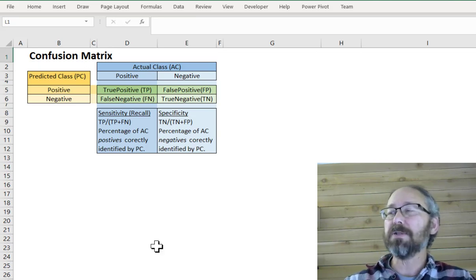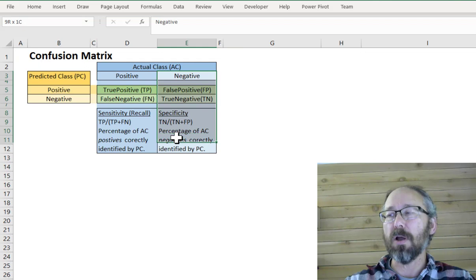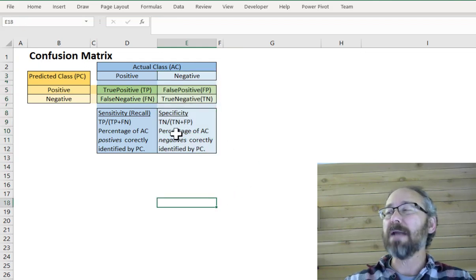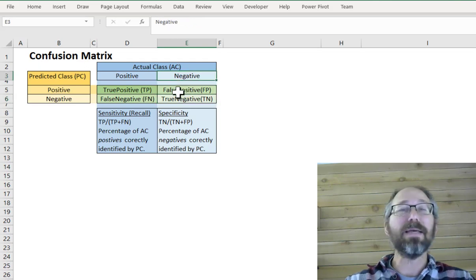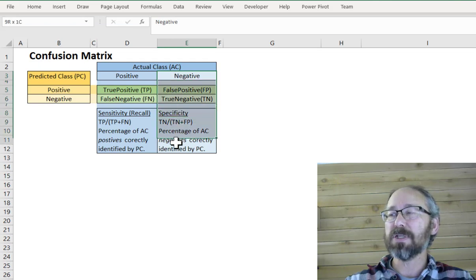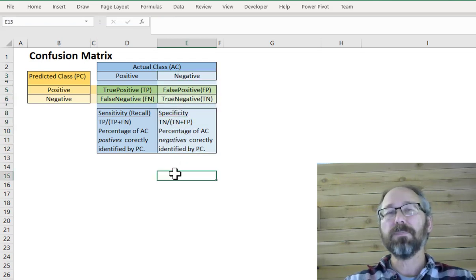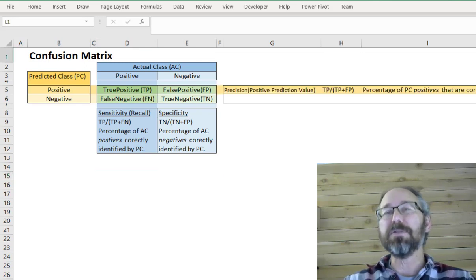Then we can calculate what's called specificity. Now, specificity is concerned with the actual class negative column, and the calculation for that is our true negatives divided by the sum of our true negatives plus our false positive. Again, you can see how that is in this column here. Specificity will provide us the percentage of the actual class negatives that were correctly predicted by our algorithm in the validation process.